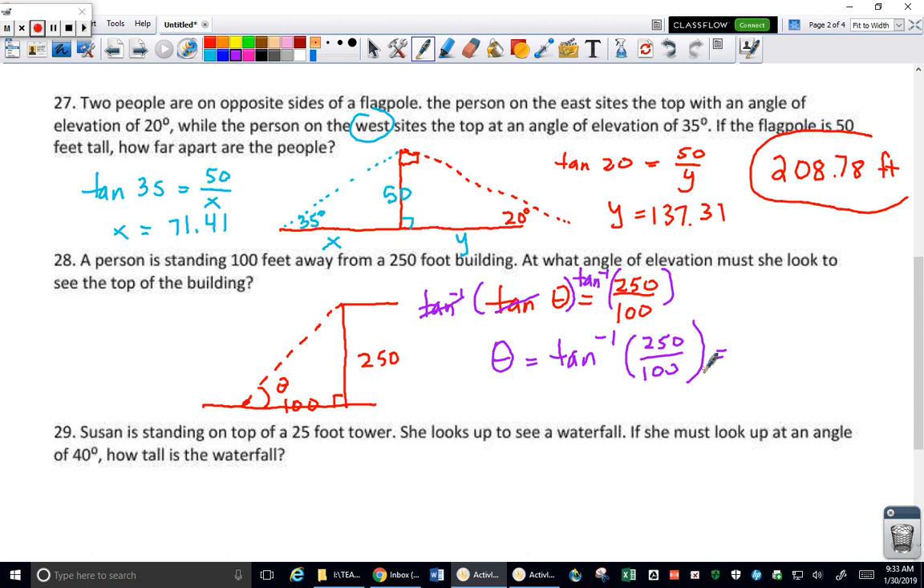The inverse tan of 250 over 100 comes out to be 68.2 degrees. Unless you're working for NASA, 1 degree accuracy is probably fine with all of these angle calculations. If it worked for the pirates, it can work for math class.